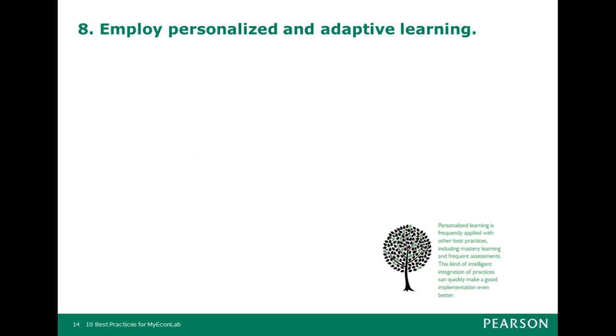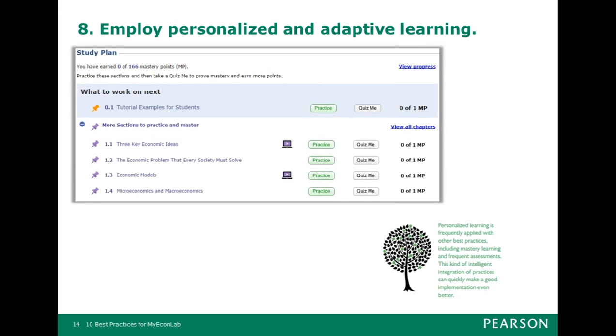So number 8, employ personalised and adaptive learning. Across all disciplines, for all academic skill levels, the most successful teaching and learning solutions include personalisation and adaptive learning technology that provide immediate feedback, enhance and inform the assessment. This is something that MyEconLab really excels at. The study plan is a system of personalised learning that builds an individual pathway for each student they need to progress through until they've mastered that course, basically. This is initially populated by diagnostic tests and the results from your assignments if you choose.